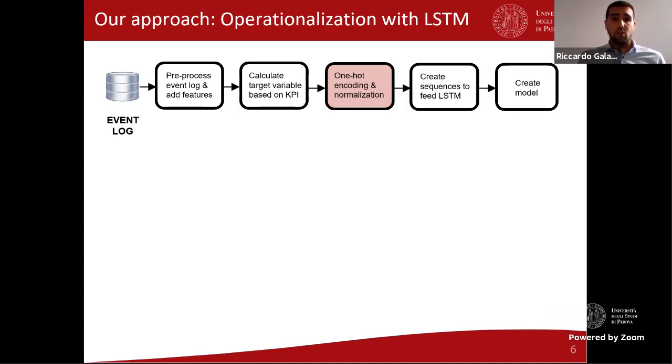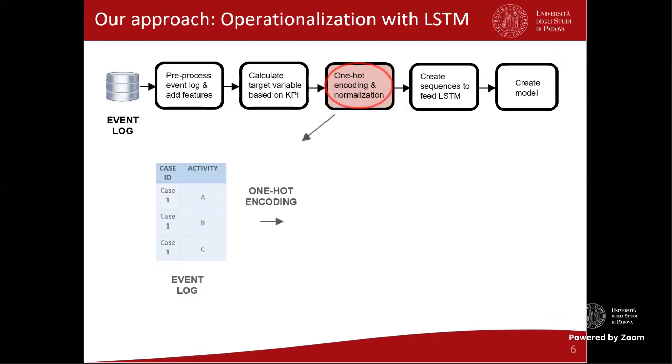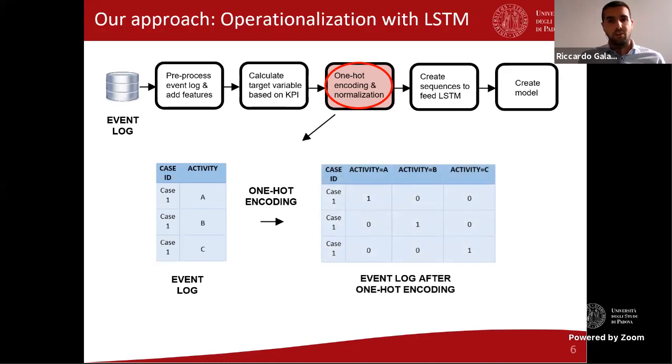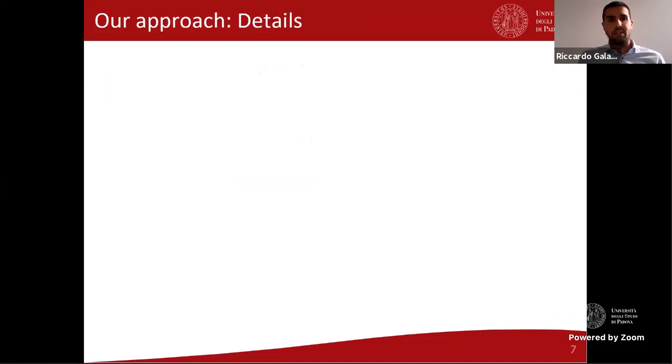I just want to recall a concept of preprocessing, the one-hot encoding. Here we have an event log, and for each categorical attribute, for example this activity, we produce a different column for each possible value. So starting from this single activity column, we produce 3 different columns, one for each activity, and we put a 1 in the right column. This concept will be needed later to understand our explanations.